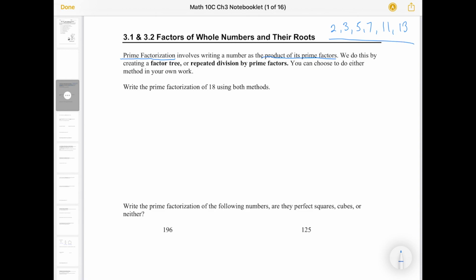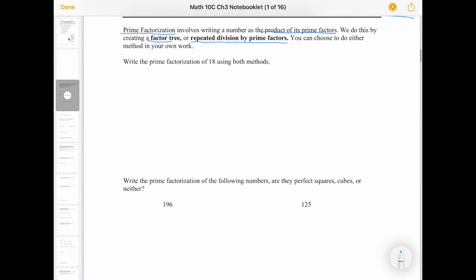All right, so let's do some examples here. There are two main ways we can do this, either a factor tree or a repeated division by prime factors. So you can choose the method that you like in your own work. They both have some pros and cons to them. I have a favorite method, and I'll discuss that later. And you will as well, and it may or may not be mine. So let's keep going though.